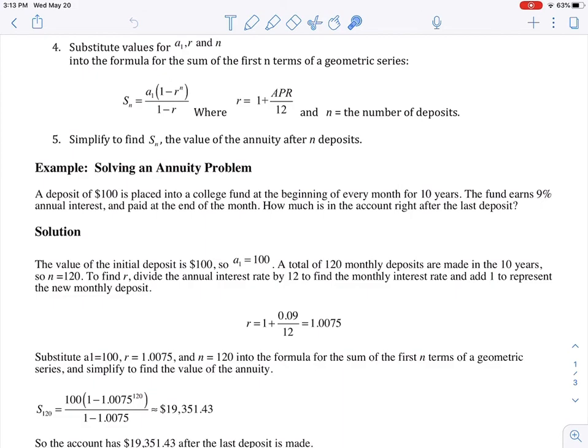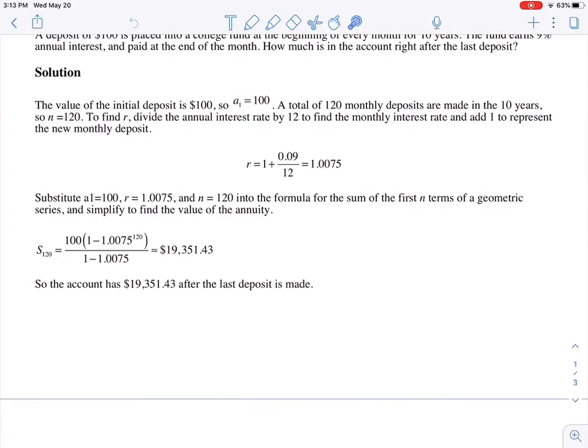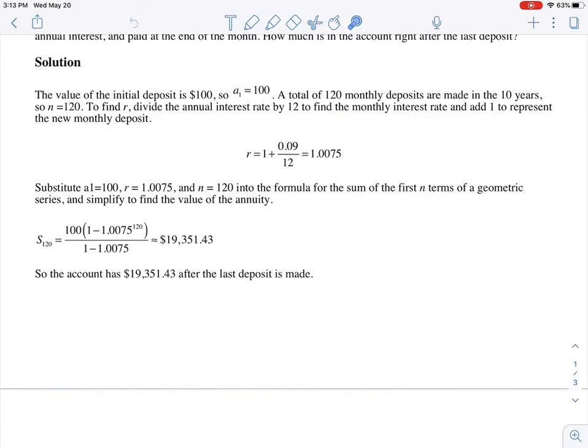So let's take a look at this. We have to remember our PEMDAS, since there are some interesting keystrokes you might make on your calculator. The first thing I do on my calculator is take 1.0075 to the 120th. I'm going to get some weird number. Then I take 1 minus that number, and usually I just go 1 minus answer, and it'll fill it in. Then I multiply that times 100. Then I divide it by 1 minus the R.